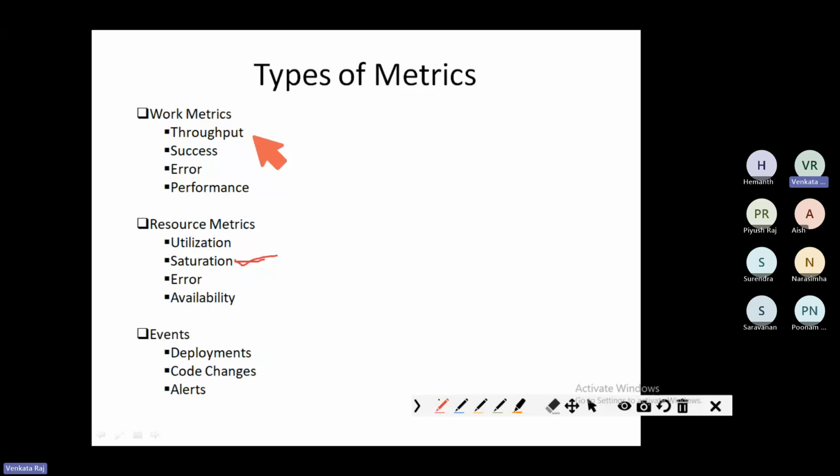Then, guys, we have events, as I think Cruz was highlighting, right? Events can be primarily the deployments, or the code changes, or the alerts generated by the system also, guys. The alerts generated by the system are also events. Clear, everyone? So we have these different types of metrics, that is work metrics, resource metrics, and events. Okay. Clear, everyone?